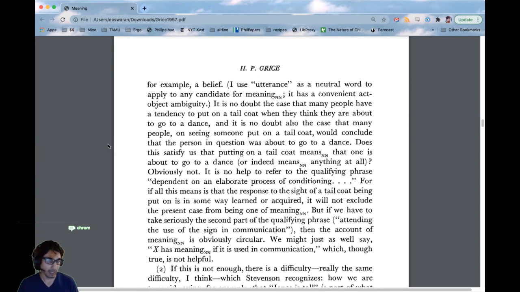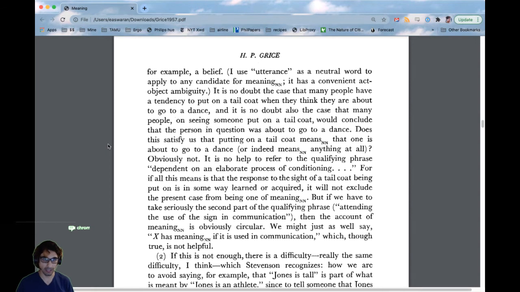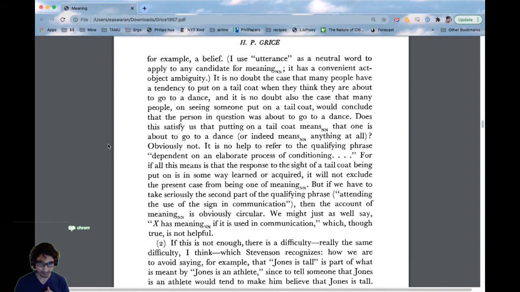So he says, it's no doubt the case that many people have a tendency to put on a tailcoat when they think they're about to go to a dance, and it's no doubt also the case that many people, on seeing someone put on a tailcoat, would conclude that the person in question was about to go to a dance. This particular example obviously works better in 1957 than it does today. I don't know anyone who puts on a tailcoat when they go to a dance. So does this satisfy us that putting on a tailcoat means that one is about to go to a dance, or indeed means anything at all?